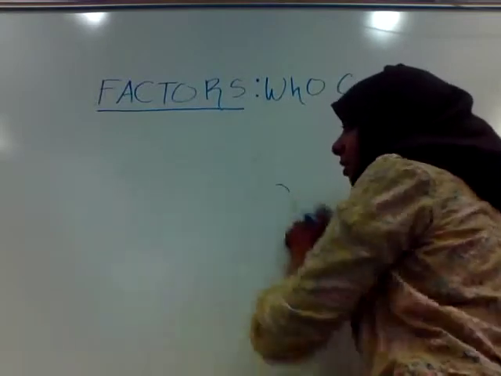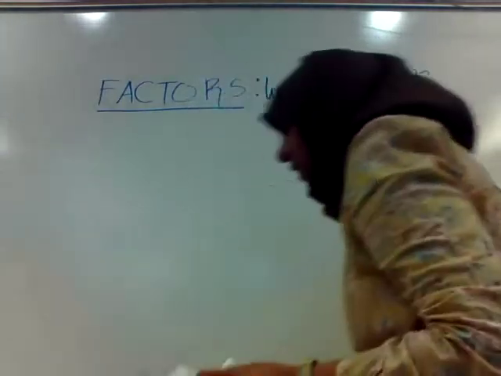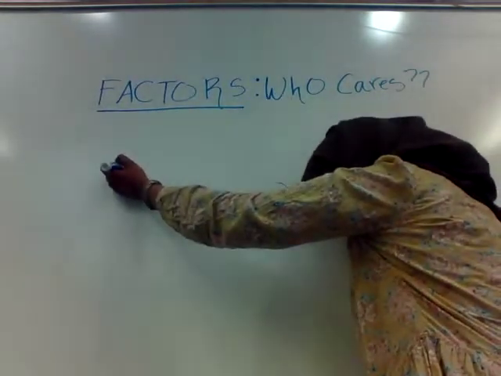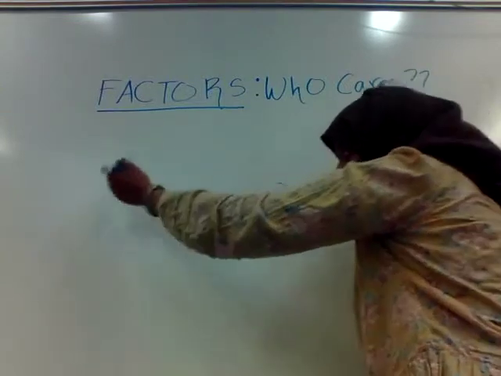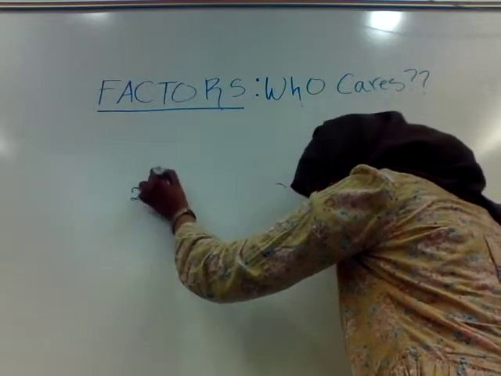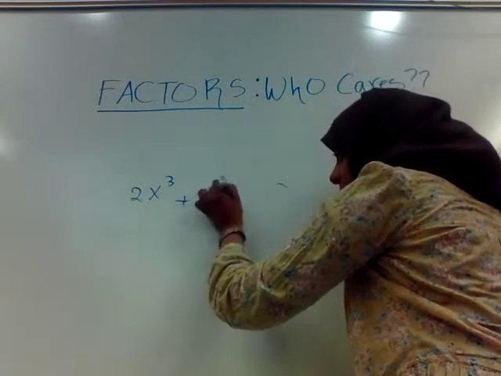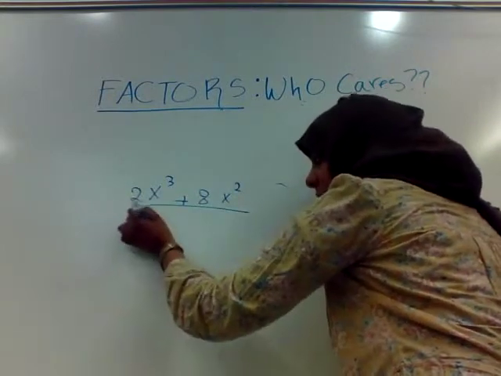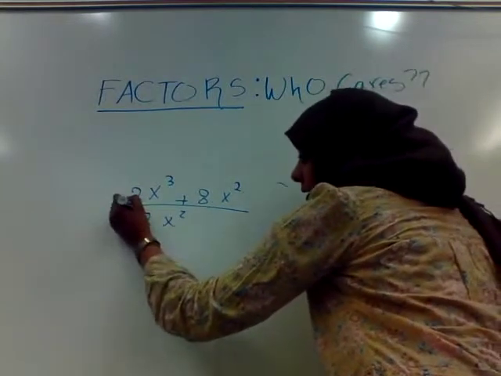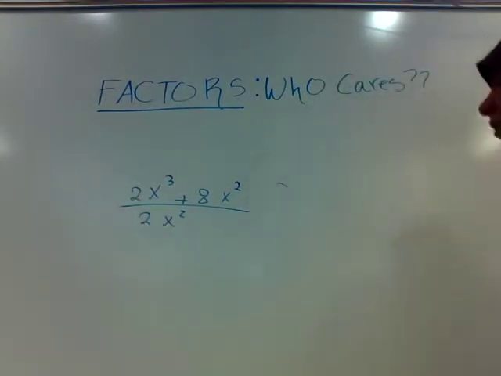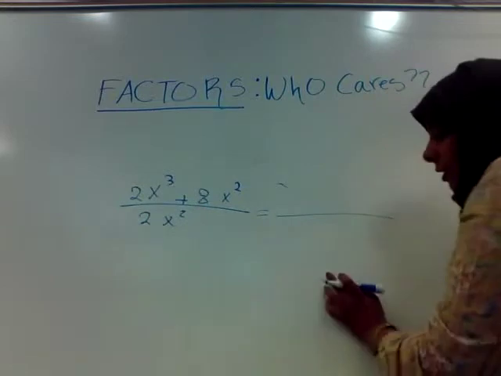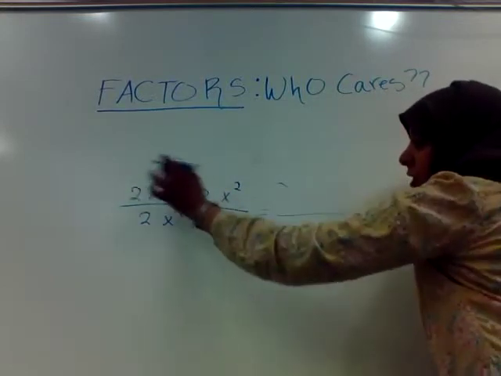The second example is solving an arithmetic problem and simplifying a fraction. As an example of this kind of math problem, 2x cubed plus 8x squared divided by 2x squared. We're going to simplify the fraction by factoring the numerator, and find the factors for these two.